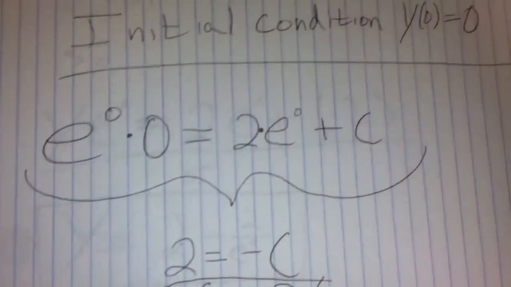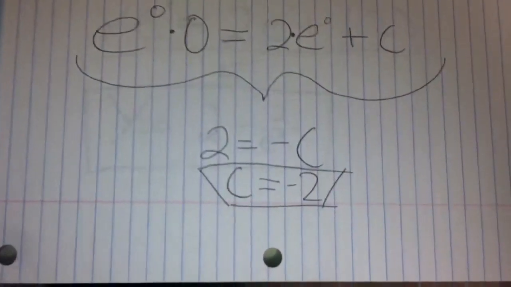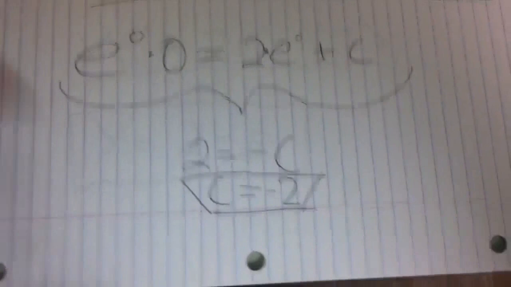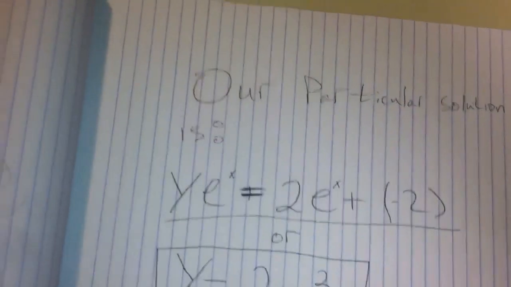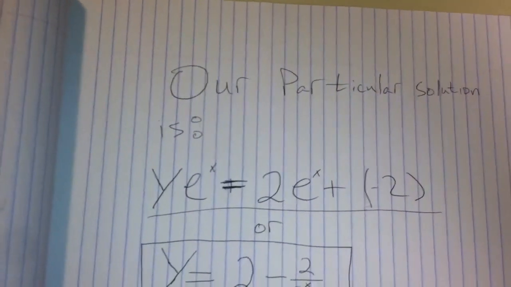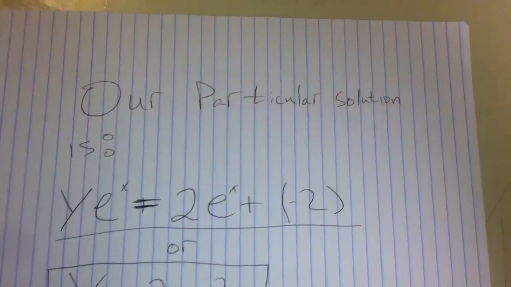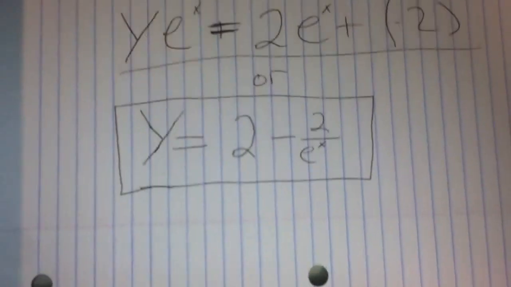And now we can plug in our initial condition, y of 0 equals 0. So we'll get e to the 0 times 0 equals 2e to the 0 plus c. So we get 2 equals negative c through algebra. c is negative 2. So we have our final particular solution of y times e to the x equals 2e to the x plus negative 2. Or, the way I prefer to write it is y equals 2 minus 2 over e to the x.